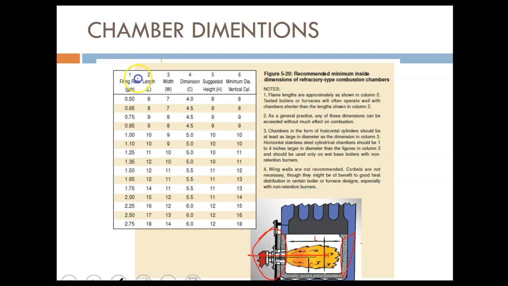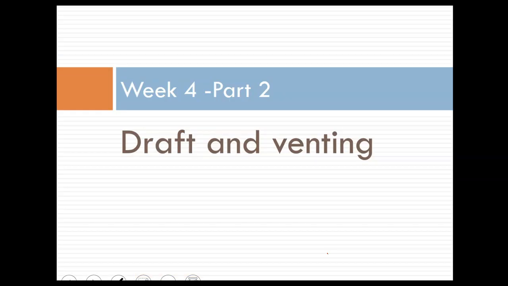And again, we're going all the way from 0.5, which is the minimum firing rate, all the way to 2.75. And these are the dimensions: length, width, and the center, which is the center of the burner to the floor of that chamber. This is very good information, and I hope you download the PDF and keep that bookmarked for future reference. Okay, I'll pause right now and I'll do the other video for part 2.